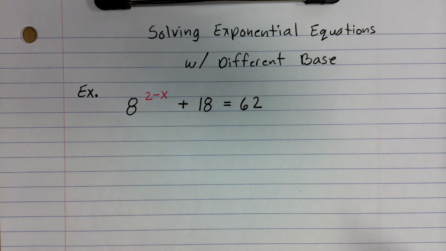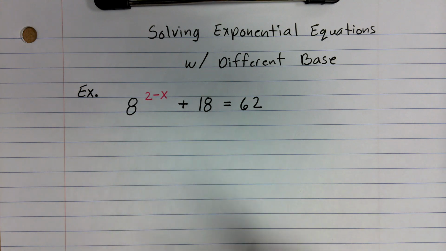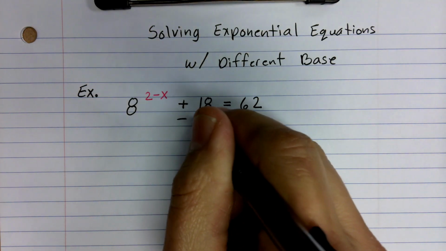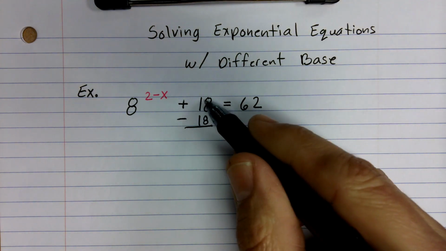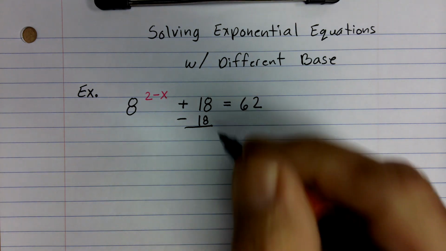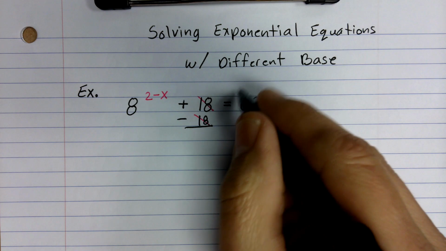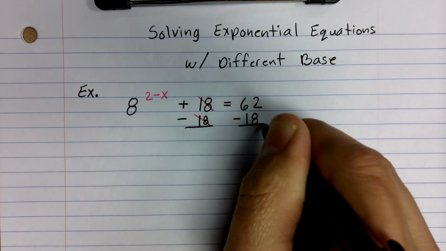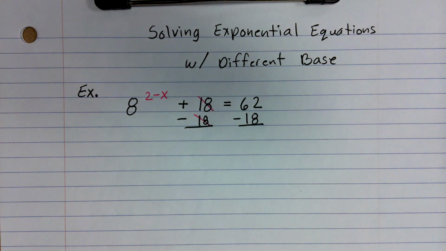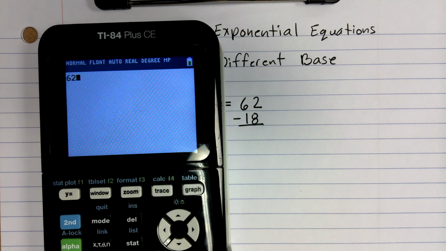So when you see a problem like this, the first thing you want to do is isolate the exponent. So I'm going to take this positive 18 and subtract it from both sides of the equation using inverse operations. This is adding 18, so I'm going to subtract 18, and that'll create 0 out of those two values. Now I have to keep the equation balanced, so I'm also going to subtract it from the right side of the equation. And so we have 62 minus 18. I can simply put this in my calculator, 62 minus 18, and it's going to give me 44.